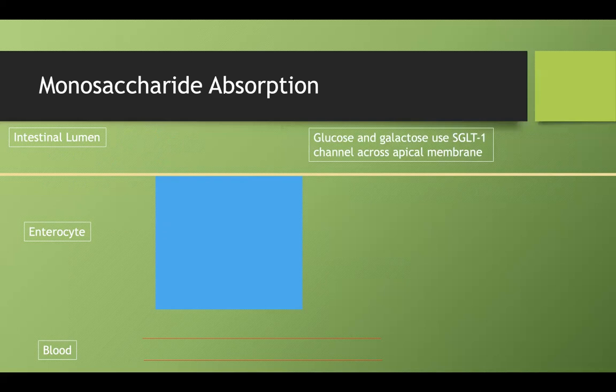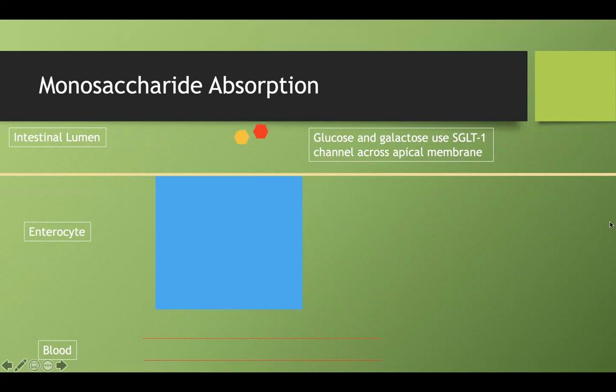And I just want to point out, I wrote apical membrane here. So glucose and galactose use the SGLT1 channel to move across our apical membrane. This membrane right here that connects the lumen and the cell is our apical membrane. And then down here is our basolateral membrane, just for future reference. You can remember that the first thing they cross starts with an A, and the second thing they're going to cross starts with a B, the basolateral.